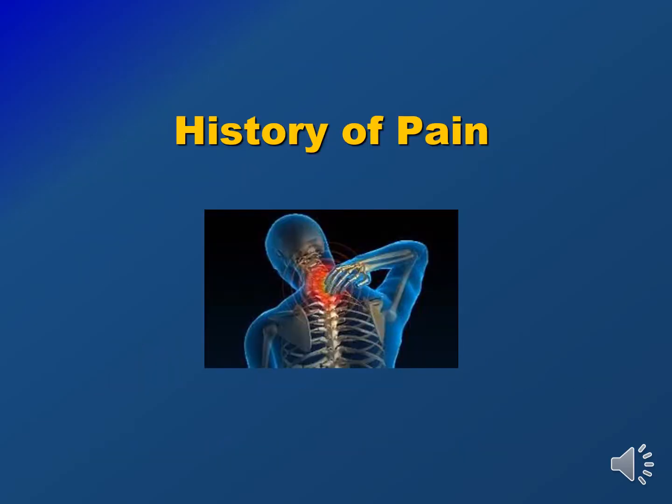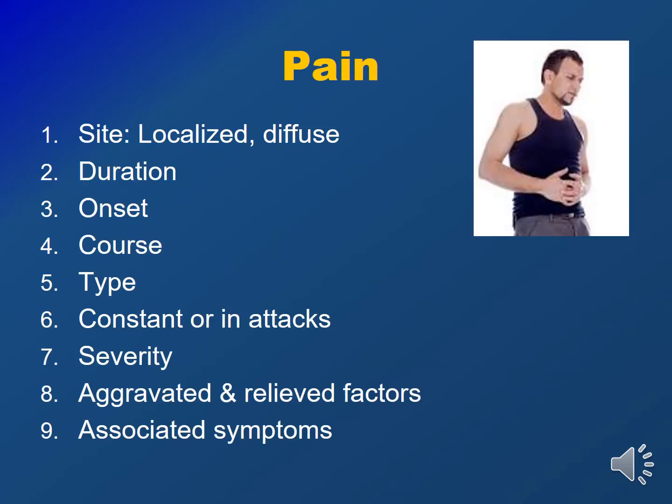Let's start with the history of a pain. In detail, we will ask about the site, localized or diffused, duration, since how long the pain has been present, onset, how it started, the course since it started until now, type of pain, constant or in attacks, severity of pain, aggravating and relieving factors, and lastly associated symptoms. We will discuss every point in detail.